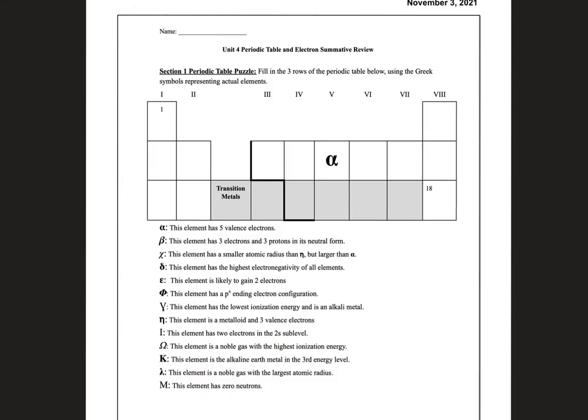All right, this first part is more like a puzzle instead of just straightforward questions, just trying to make this a little more interesting. The directions say to fill in the 3 rows of the periodic table using the Greek symbols representing actual elements. So what we have here is a condensed periodic table. If you look with me, this first box is for where hydrogen would go, atomic number 1. But there is no hydrogen. We're using Greek symbols to represent the real elements.